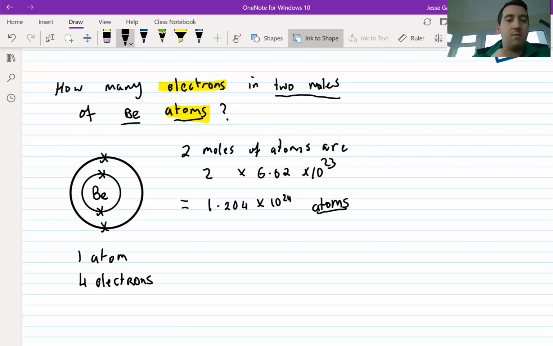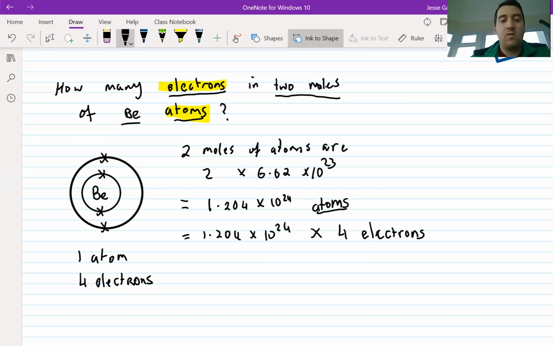But I wanted to know how many electrons are in those 2 moles. So this is 2 moles of atoms. So I've got this many atoms, 1.204 times 10 to the power of 24. And each of those atoms has 4 electrons. So times 4 electrons. So when I stick that into my calculator now, you should be doing the same. So pause the video and try do that now, please.